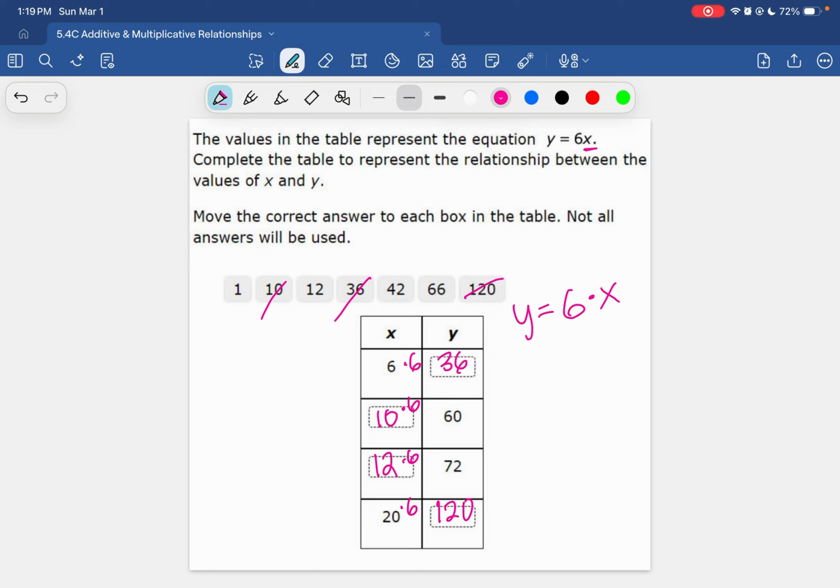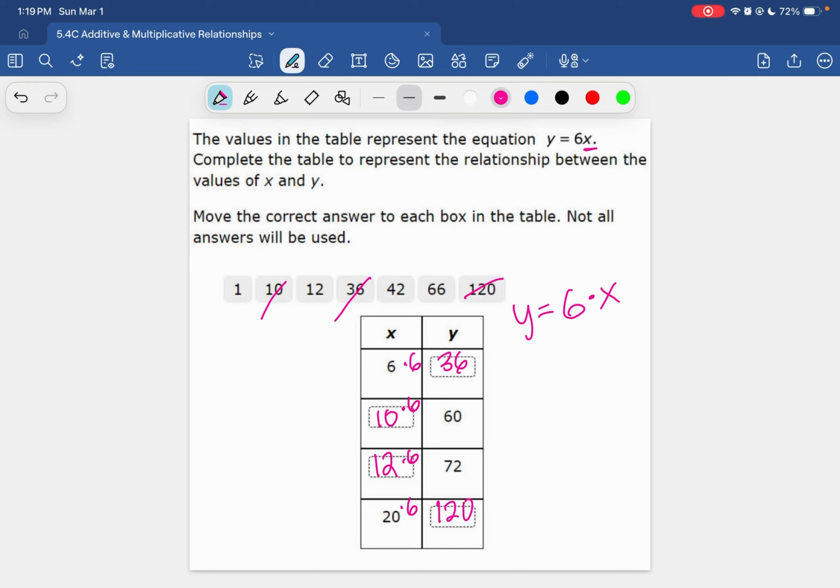All right, for our final problem, a person runs laps around a track. The relationship between the number of laps, x, and the total distance in miles, y, can be represented by the equation y equals 25 hundredths times x. That also means 1/4. I believe the 1/4 is a lot easier to solve. I'm going to solve them with the decimal and then one with the fraction.